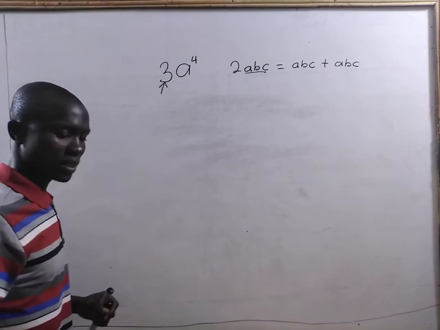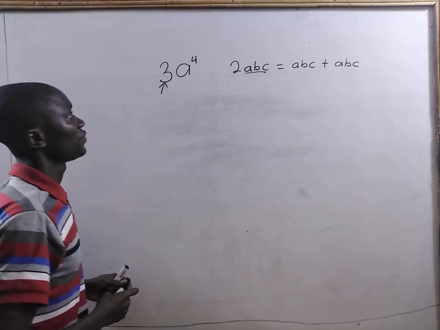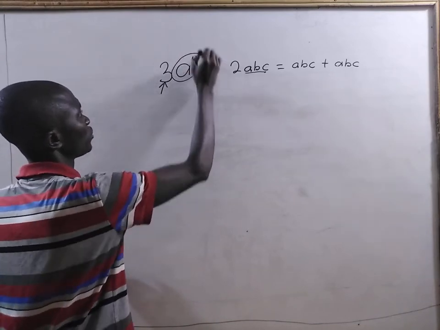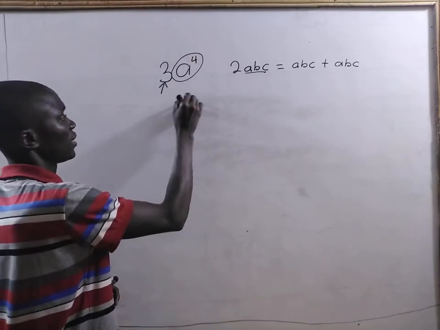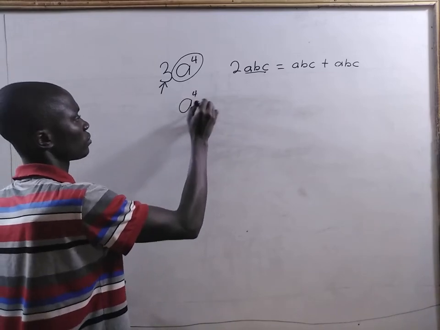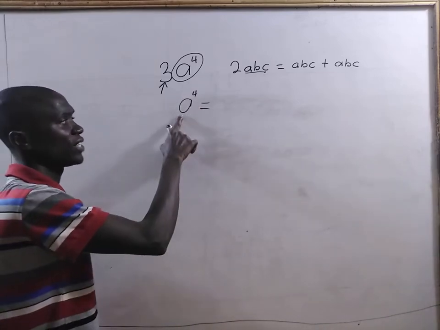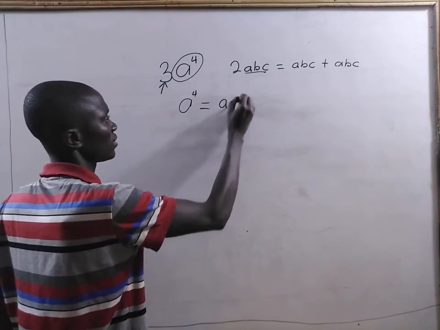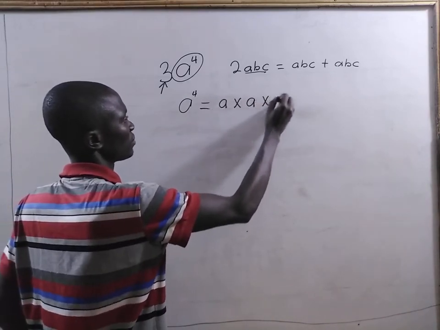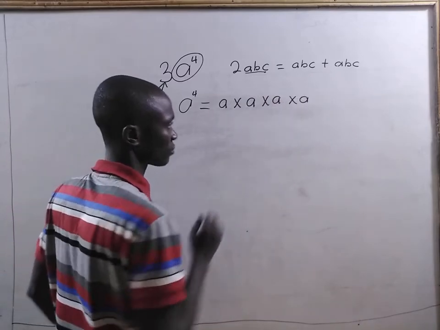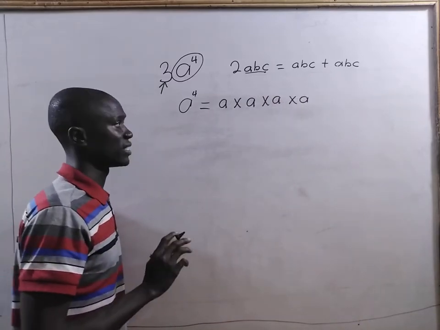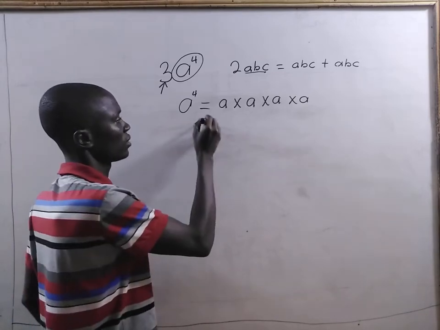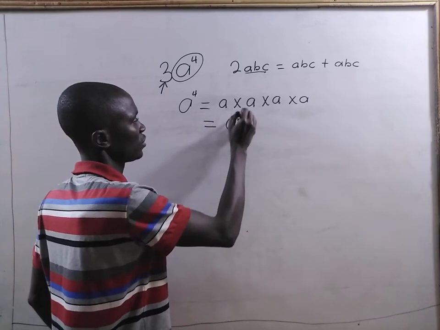Now, here I have 3a to the power 4. So we are going to explain the a to the power 4. A to the power 4 means that I have this a multiplying itself 4 times. So this is a times a times a times a. Very, very simple as that. So a times a times a times a, 4 times, is written as a to the power 4.